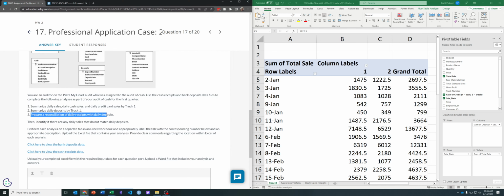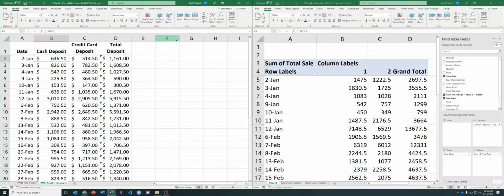Prepare a reconciliation of daily receipts with daily deposits. And it's not clear at what level they want to aggregate this up to. It's obviously daily, but up here they've talked about truck 1. And so they could be more specific here and say prepare a reconciliation of daily receipts with daily deposits for truck 1. But they don't say that. So we kind of have to explore the data.